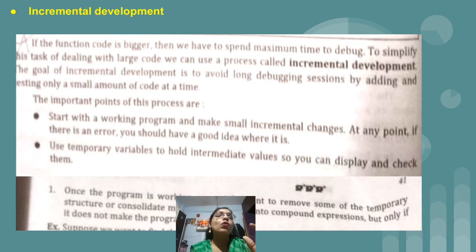The basic goal of incremental development is to avoid long debugging sessions by adding and testing only a small amount of code at a time. As I said, we have a big project which contains 3 methods, but we will not start with all 3 methods at the same time. First we will create one method. Once it is perfectly working, then and only then we will start with the second one. So this concept is used in incremental development.